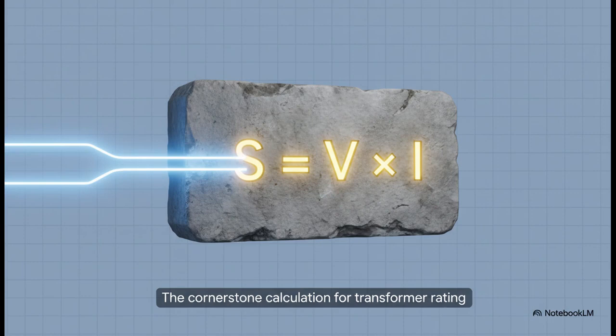And here it is. The calculation really starts with this beautifully simple formula. S equals V times I. So apparent power, that's S, is just voltage, V, multiplied by current, I. This little equation is the absolute cornerstone for figuring out our transformer's rating.